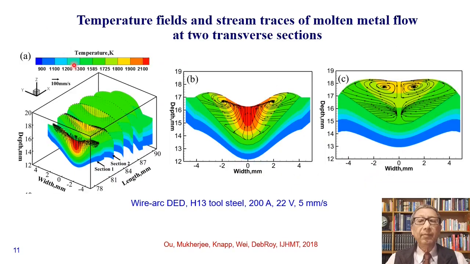For the same process and the alloy, we show different cross sections of the deposit, and we can see that under the heat source, the liquid metal is depressed, and the displaced liquid metal goes behind, forms a hemisphere, and the flow pattern changes and the temperature changes. So at different locations, the temperature experience, temperature versus time thermal cycles are going to be different at every point in the deposit.